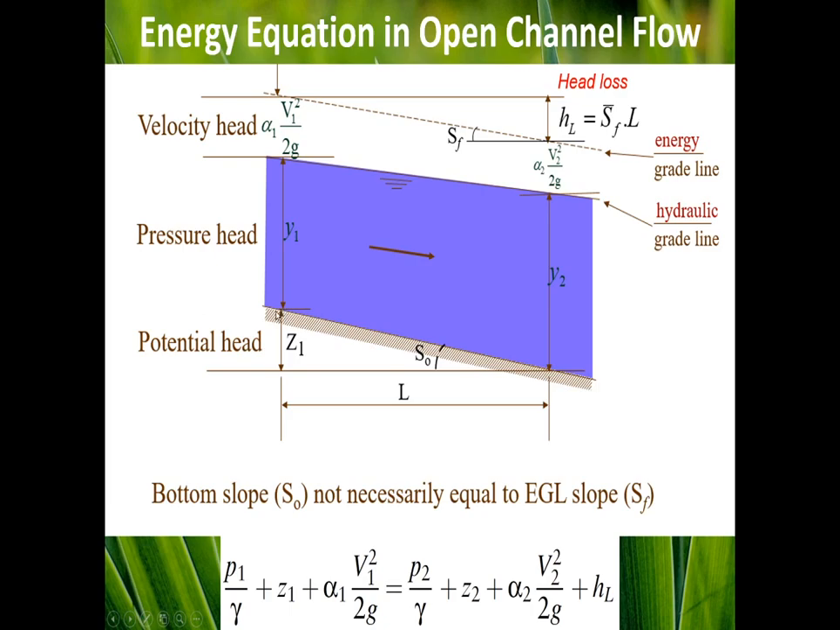By this I mean that here in point 1, the pressure equals the gamma of the liquid, which is water, gamma times y1. Therefore, P1 over gamma will be equal to y1. One more thing in this slide we can mention is the bed slope. This is bed slope S0, and friction slope, or slope as a result of the viscosity, which is SF.